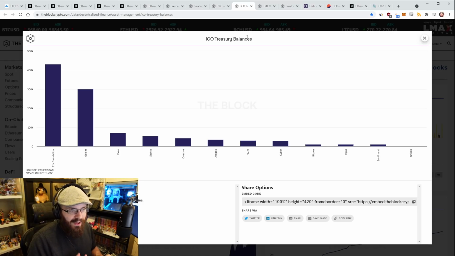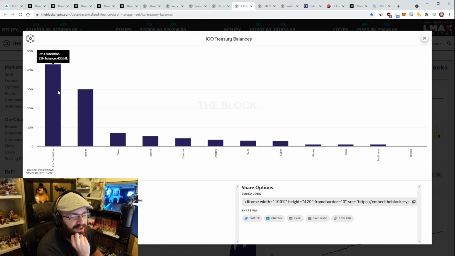So you can see here that a lot of them don't have much ETH left. Essentially, I think the Gnosis one is wrong here. I think Gnosis actually has a fair bit of ETH left, but you can see the biggest ones, like obviously the ETH Foundation, which is the core development for Ethereum. They're not going to be dumping their ETH anytime soon.